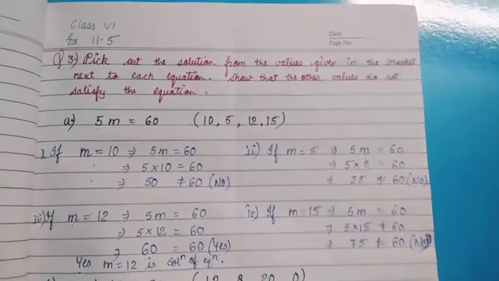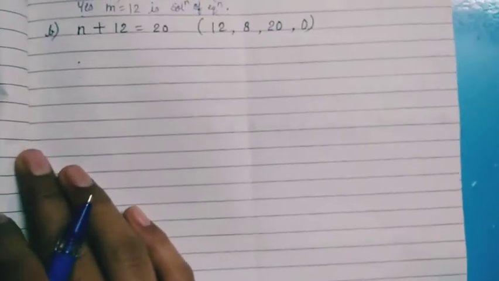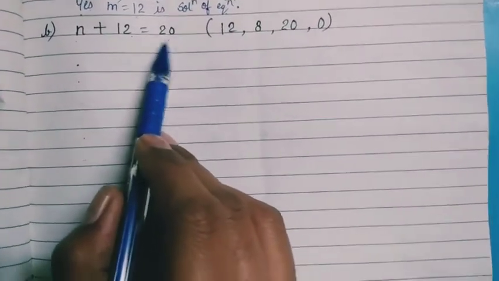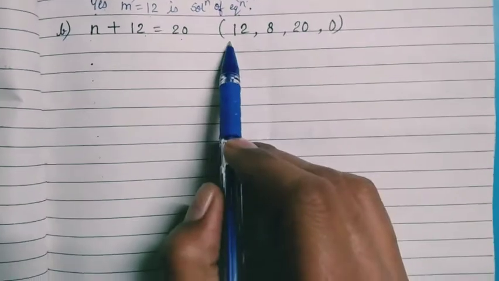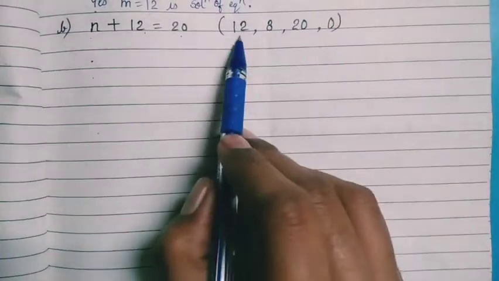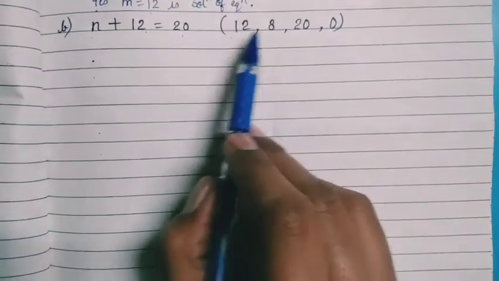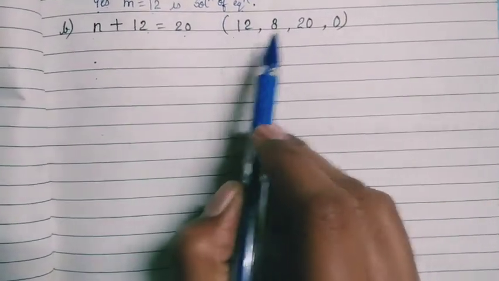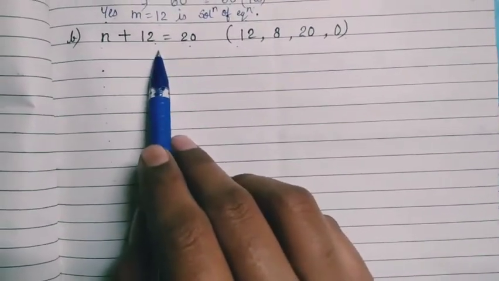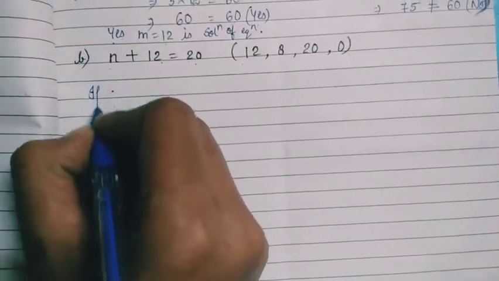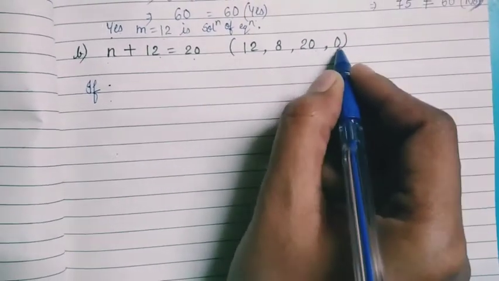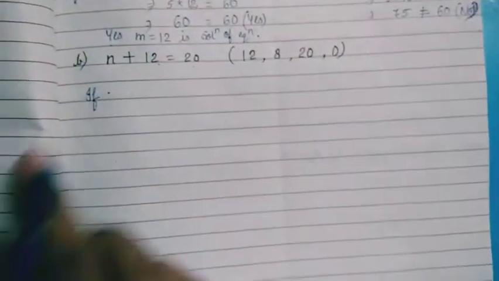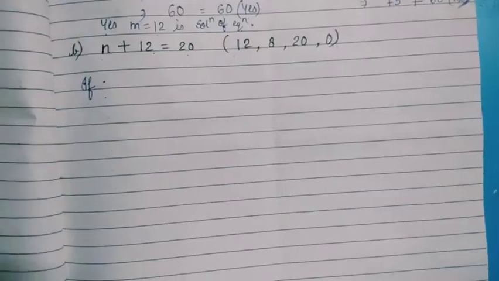Now the B part of question number 3 is, if the equation is n plus 12 is equal to 20, we have to find the solution of the equation from the bracket. We have 4 values to check, to see which one satisfies the equation. Here we have 12, 8, 20 and 0. These will be put in place of the variable, and the variable is n.